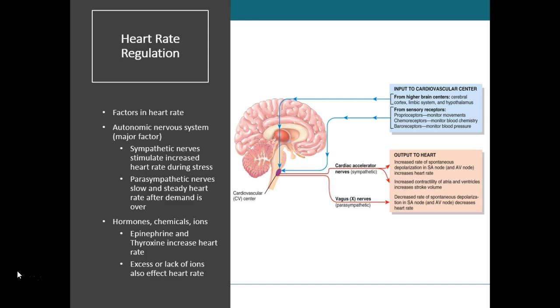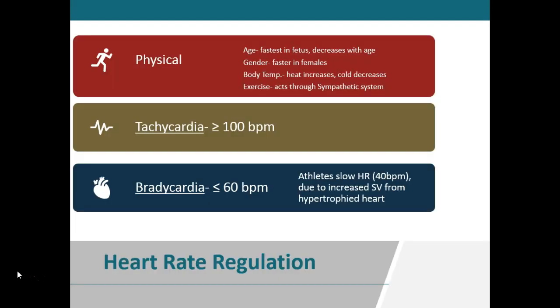Ionic imbalances, too many or too few ions, can also affect heart rate, but we're going to look at that in a few minutes, so I'll save any further comments on that until we move on into that area. Some of the other factors that can regulate heart rate include age, gender, physical fitness, and body temperature. So they primarily affect resting heart rate.